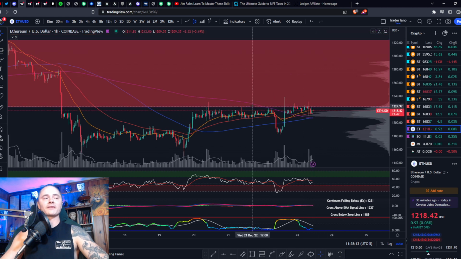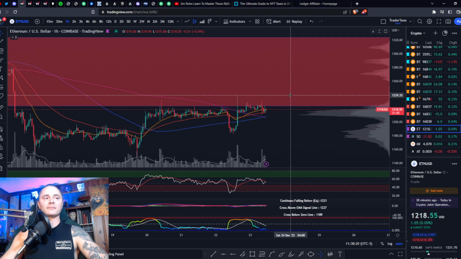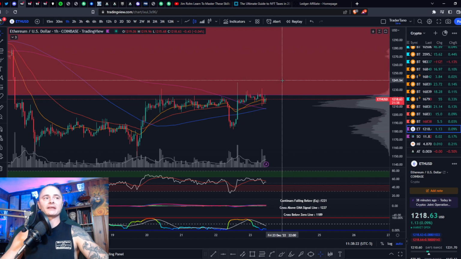All right, so here we have Ethereum, riding the bottom of our red zone that's still being respected. We need to get back above there in order to be bullish. We need to get some closures above basically 1240.